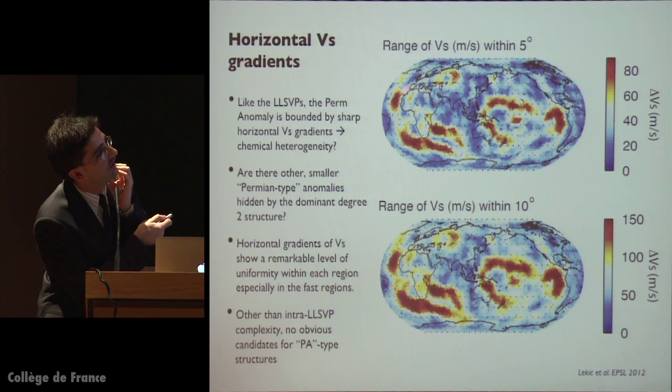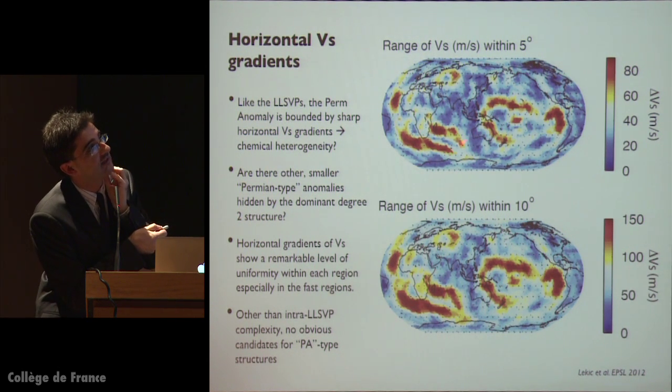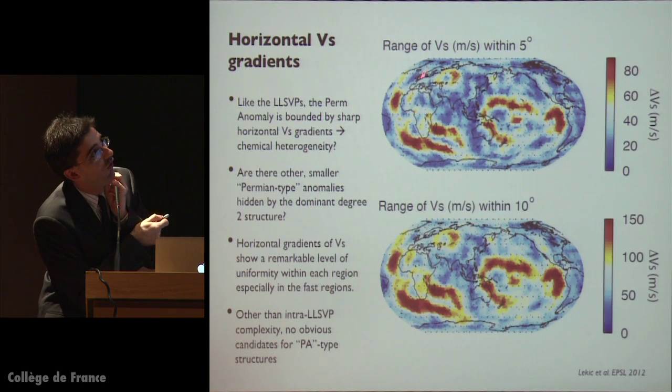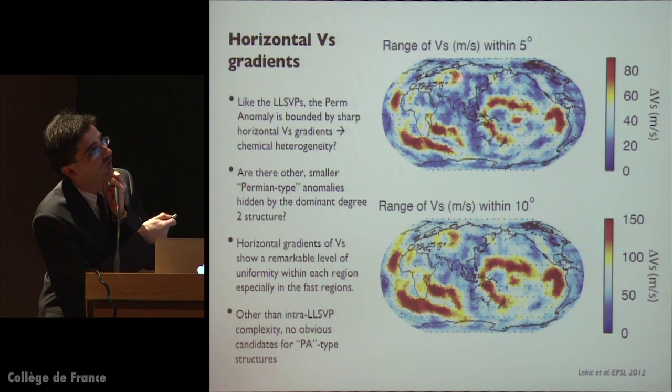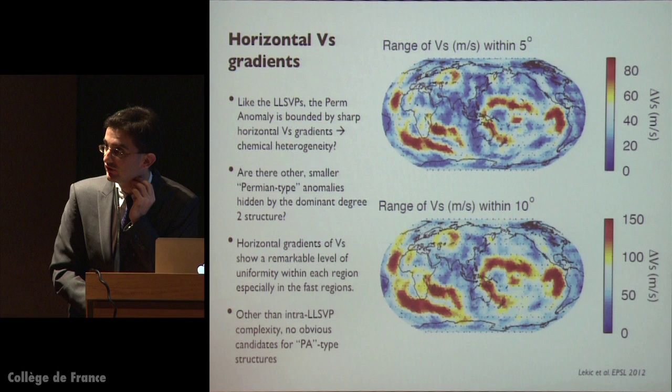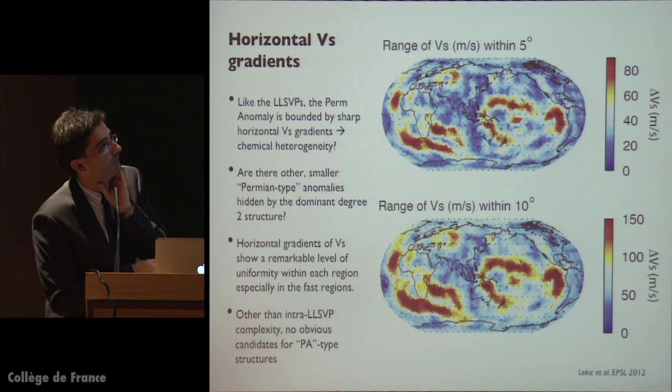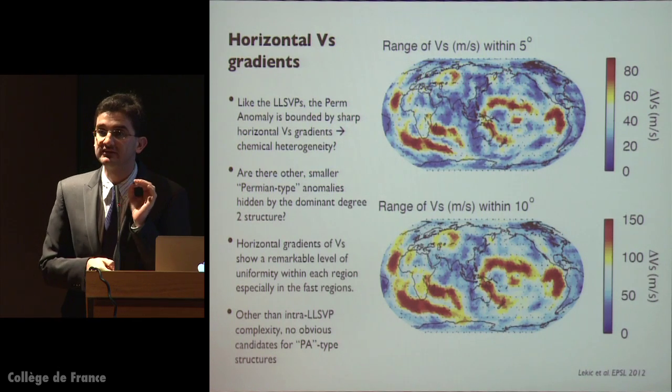And you see here that if you plot up the gradients at the base of the mantle, all you really see are the edges of the LLSVPs, and they come out quite beautifully, and this circle around the edges of the perm anomaly.